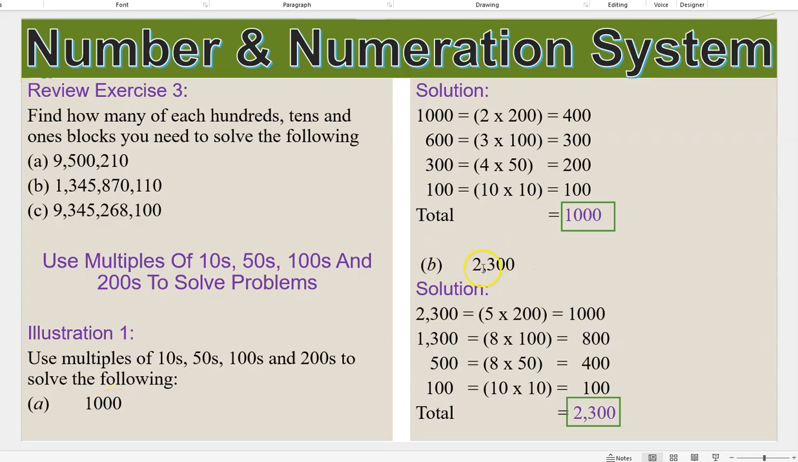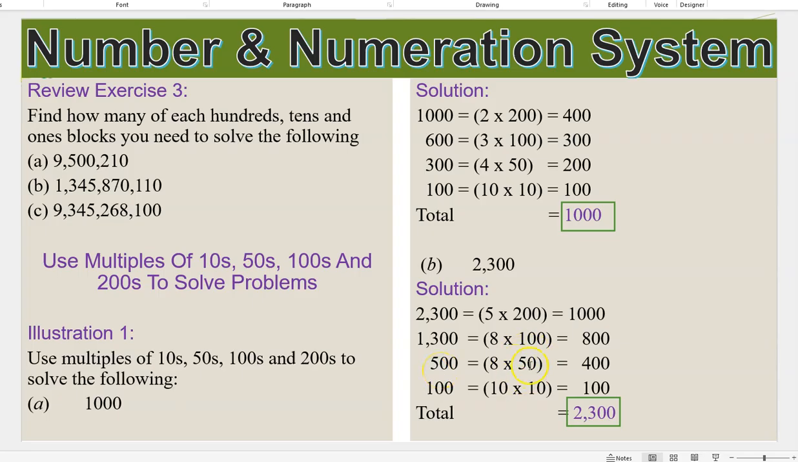B, we have 2,300. So how many 200s do we need? We need 5. And 5 by 200 gives us 1,000. Then we subtract 1,000 from 2,300. That will give us 1,300. How many hundreds do we need? 8. So 8 of 100 will give us 800. 800 subtracted from 1,300 gives us 500.